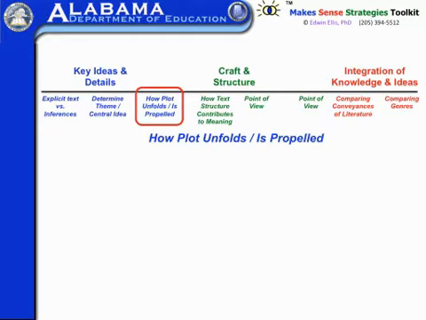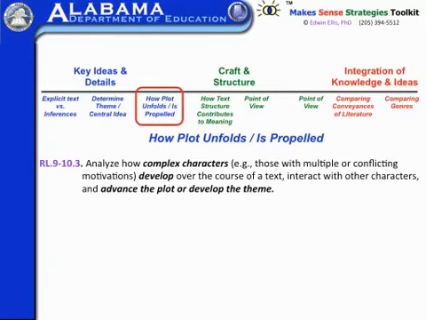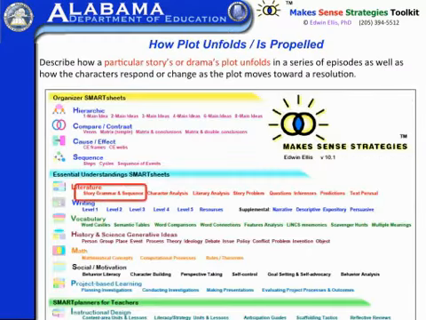Another major area is how the plot unfolds or is propelled. For example, one of those standards is: analyze how complex characters, those with multiple conflicting motivations, develop over the course of the text and interact with other characters and advance the plot or develop the theme. When you look at a standard like this, it is obviously not just one standard, but multiple ones folded into one statement. Sometimes it's very difficult to address all of these at one time, so there are some tools that you can use that break that up.